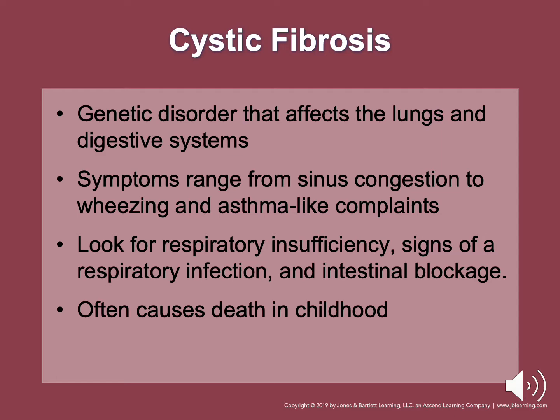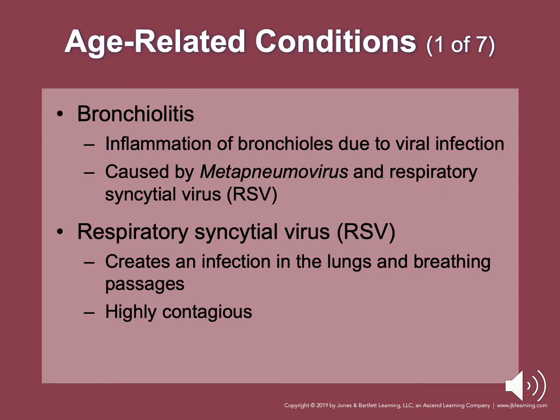Age-related conditions such as bronchiolitis: inflammation of the bronchioles due to viral infection. It could be RSV. It primarily affects children younger than 2 years old. It does create an infection in the lungs and breathing passages, and it is highly contagious. Asthma is rare in children younger than 1. An infant with a first-time wheezing episode in late fall or winter likely has bronchiolitis.